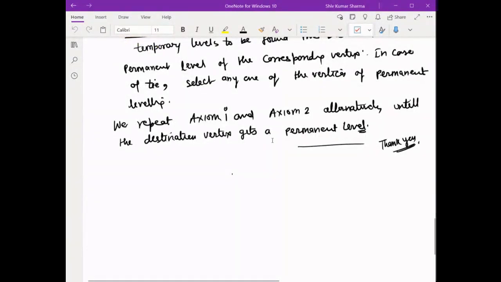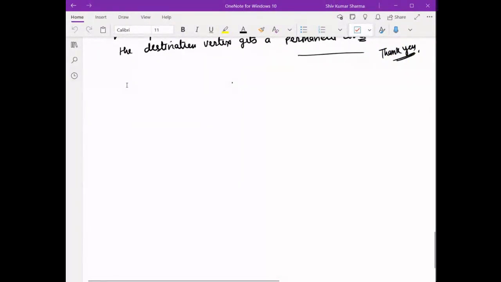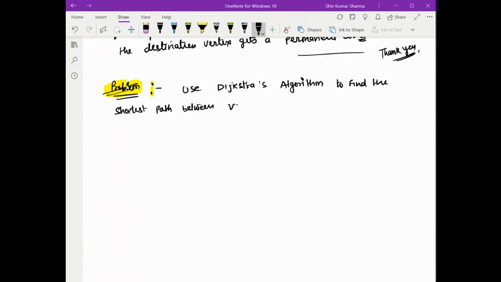So note down the problem. A problem related to Dijkstra's algorithm: use Dijkstra's algorithm to find the shortest path between vertices A and F.